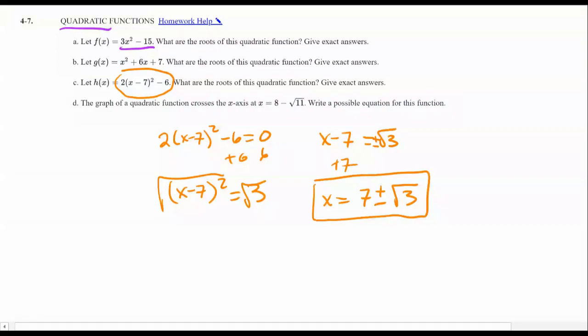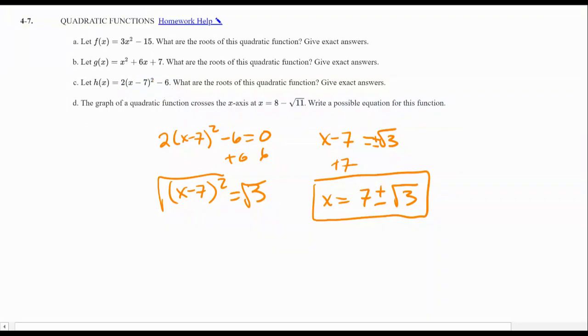So the first one was nice and easy because I could use the greatest common factor and then just solve for what was in the parentheses. The second one, I needed the quadratic formula. The third one, I needed to set the whole side equal to 0 because I have this minus 6 here.